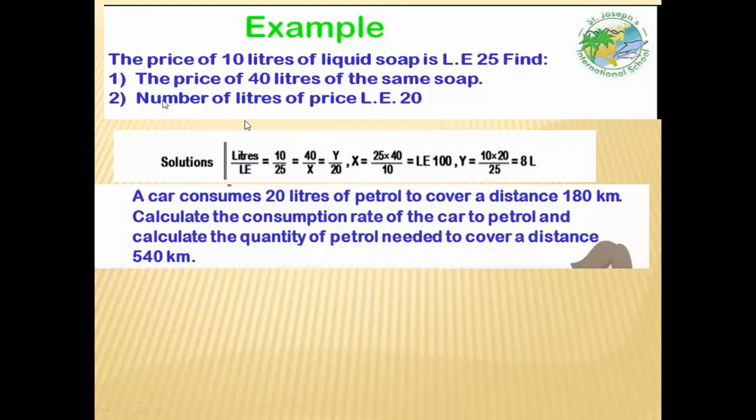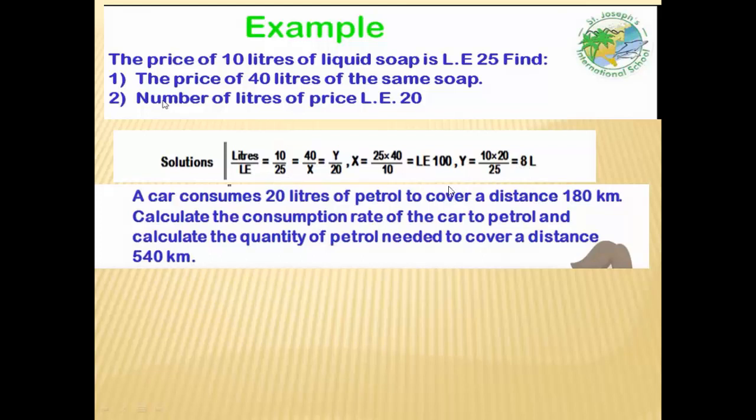Number 2, number of liters of price 20 pounds. Number of liters, so here which liter, y over 20 pounds. So we can cross multiply the first fraction with the third fraction, which is the number of liters. We want the number of liters, then multiply 10 times 20 over 25. Then y equal 8 liters.